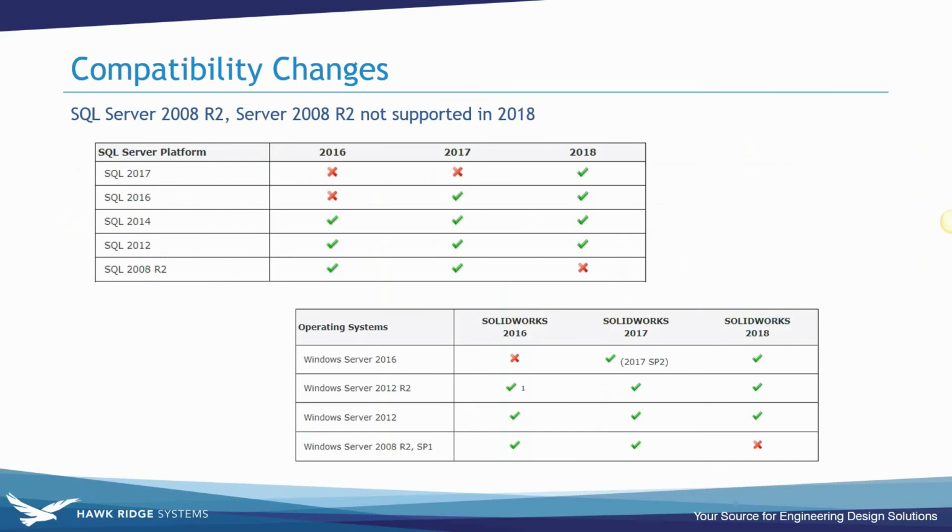Then let's move on to the compatibility changes. Unfortunately, in 2018, SOLIDWORKS PDM, SOLIDWORKS, everything, it won't support Windows Server 2008 R2 as well as SQL 2008 R2. So if you guys are on those platforms, or on SQL or Windows Server, when it comes the time to upgrade to 2018, you'll have to go to at least 2012 or up to Windows Server 2016 that is now supported, and SQL 2017 that is also supported in 2018.